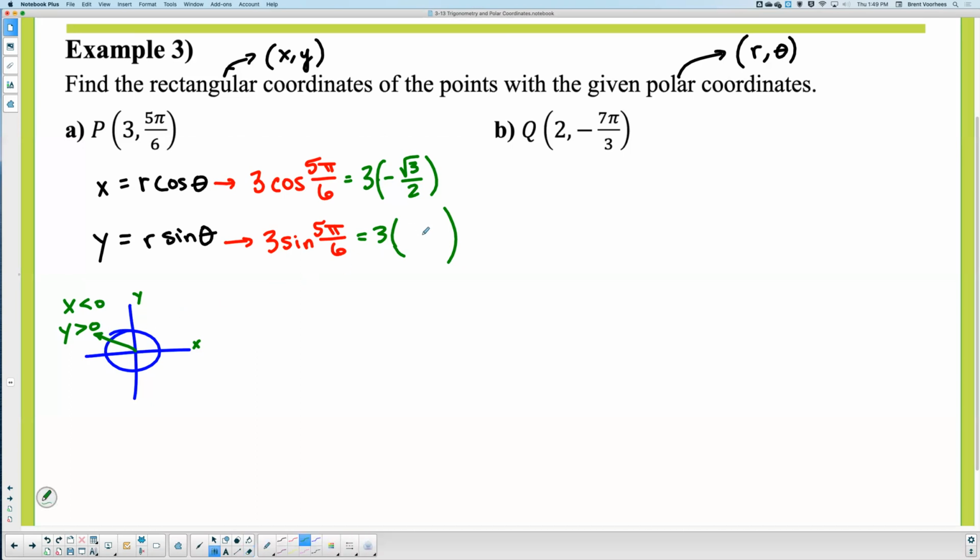All right, how many sine fingers do you have in that location? 1. I'll put it unreduced, so it's the square root of 1 over 2. What does that mean for my final answer? You would just simplify, and rectangular goes in parentheses as x comma y. I would have negative 3 square root 3 divided by 2, comma. What is the square root of 1? 1. So 3 times 1 is just going to be 3 over 2. That's your answer to part A.